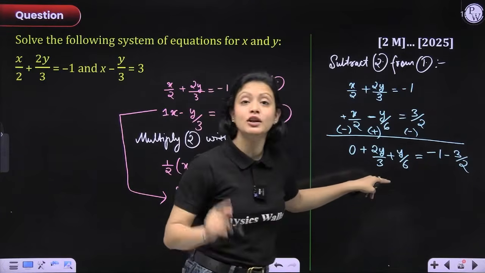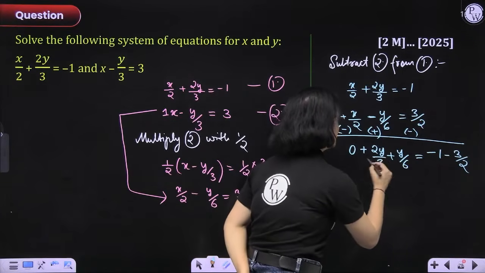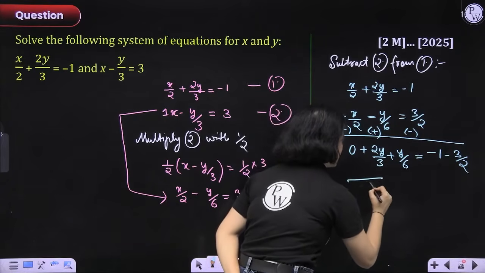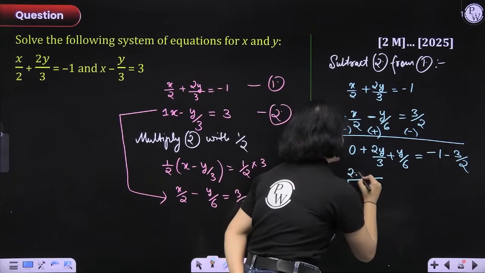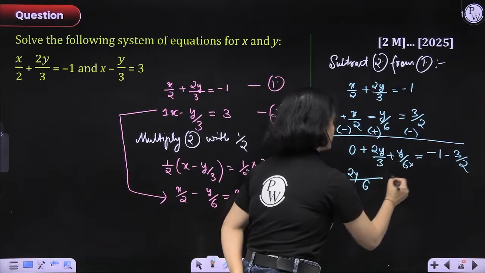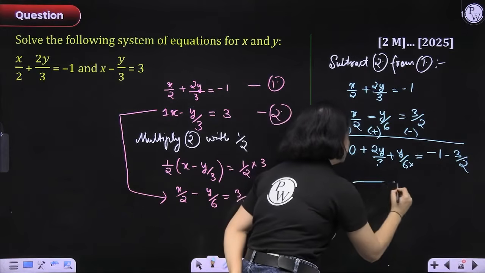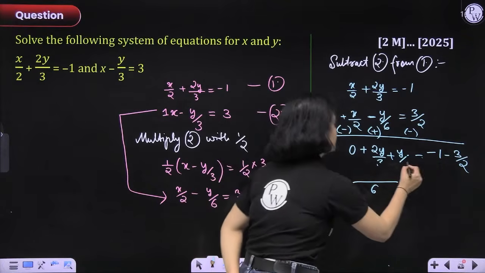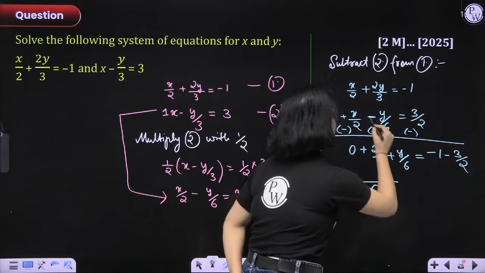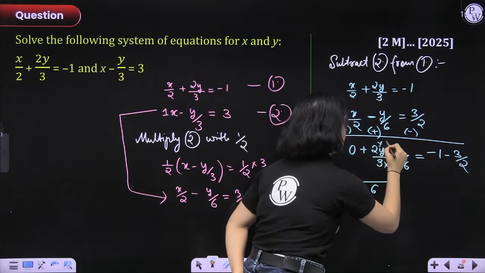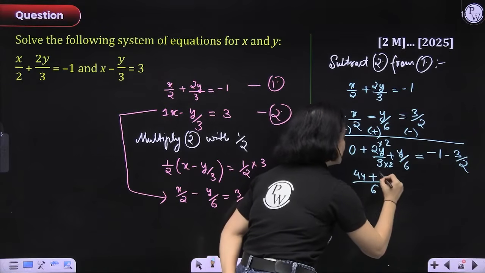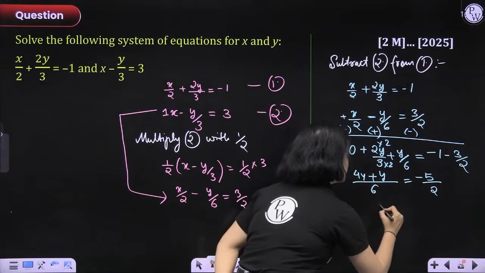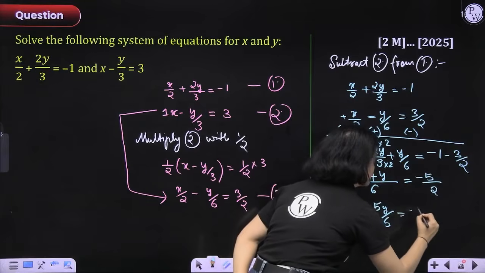Now this is a linear equation in one variable. You can solve this quickly. You'll make the denominator the same, so the denominator will become 6. Let's do this again. The denominator will be 6, everyone. Now, since the denominator is 6, you will multiply this 2y by 3 with 2, so you will get 4y. Plus here it will remain y only. And here you will have negative 5 by 2. Now, 4y plus y is 5y. So 5y by 6 is equal to negative 5 by 2.